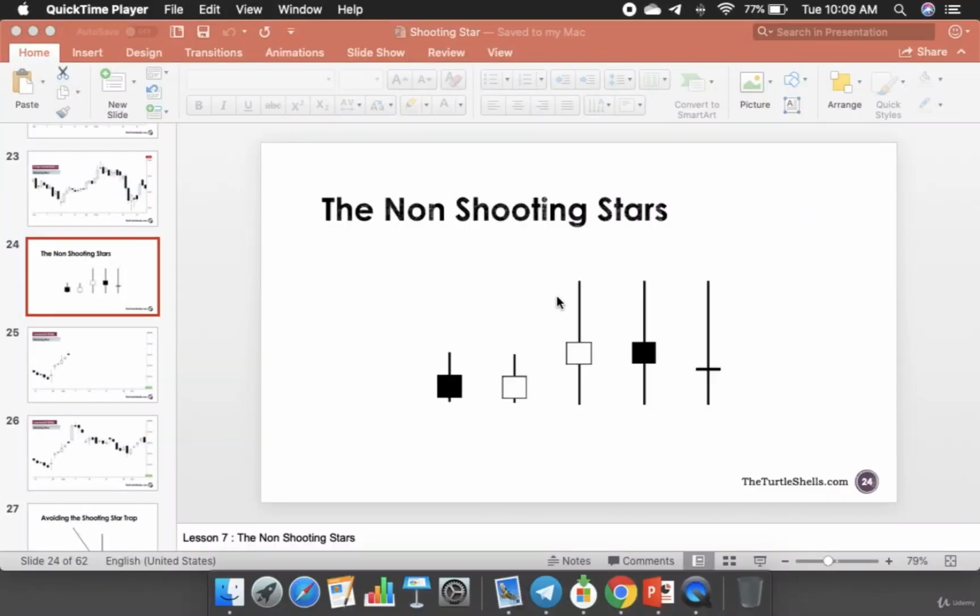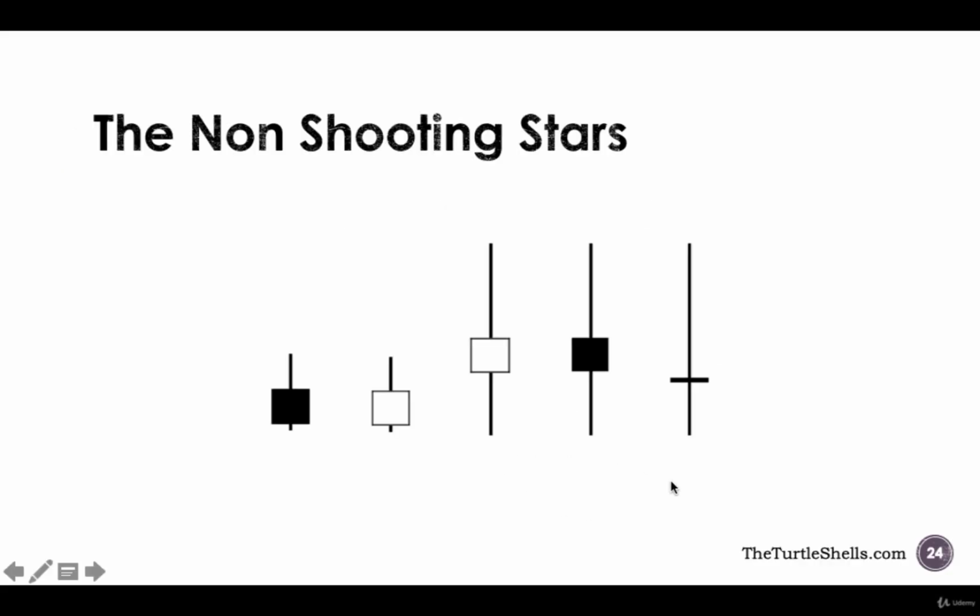Now let us have a look at patterns which are not shooting stars. I call them non-shooting stars. If you look at these two candles, the upper shadow is not equal to or more than twice the height of the real body. So I don't care whether this candle comes after an uptrend or a downtrend. These are not shooting stars.